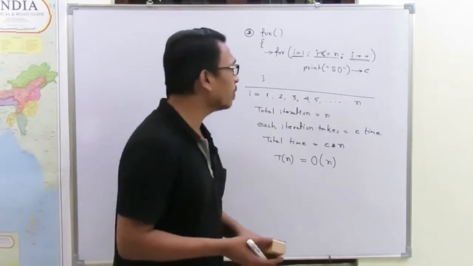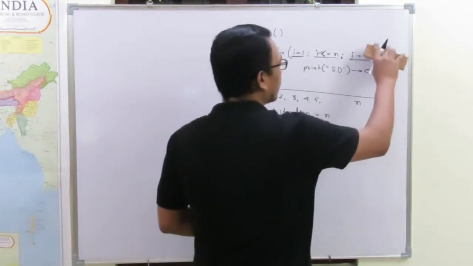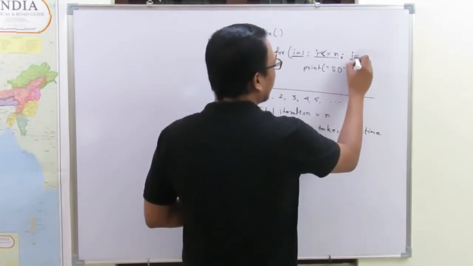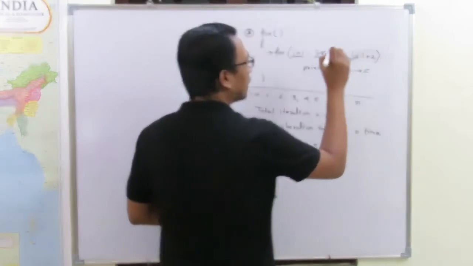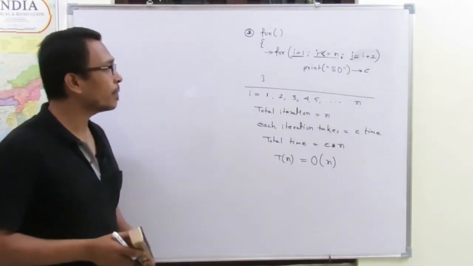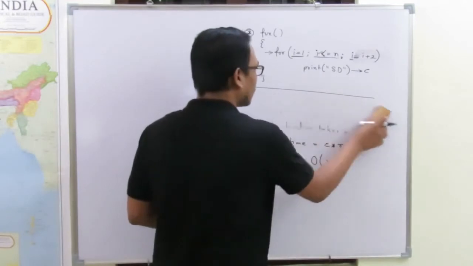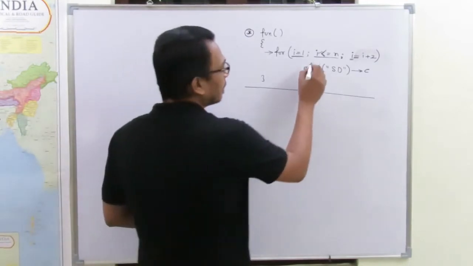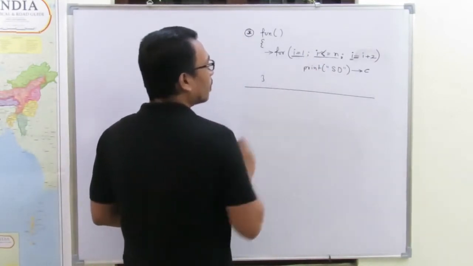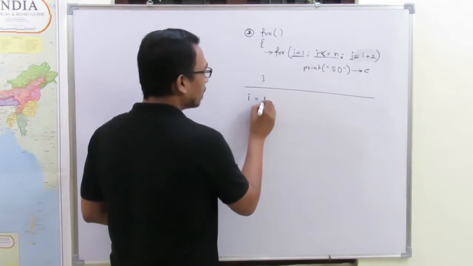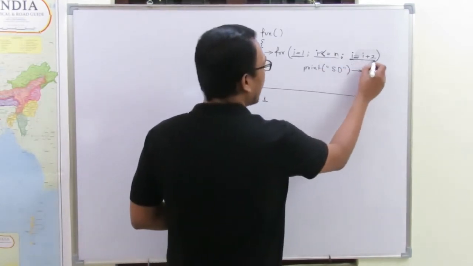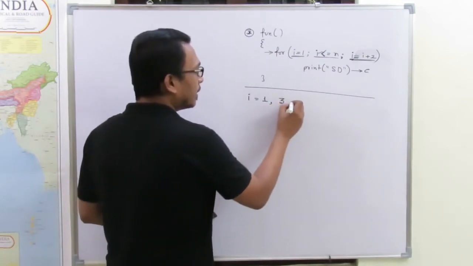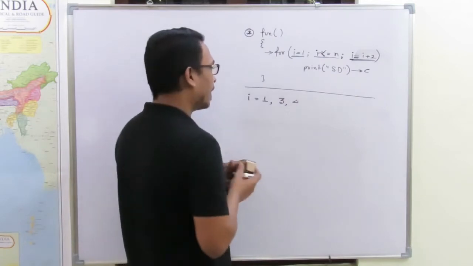Clear? Now let's say we change a little bit here. Now we increment the value of i by adding 2 instead of adding 1. Then what happened? Look here. Now again the loop starts from 1. Next value of the loop will be i = i + 2. That means what next value will we get? We will get 3. And then next we will get 5.